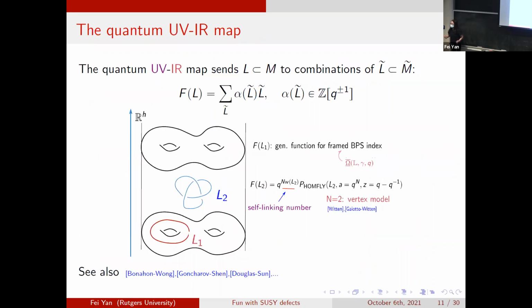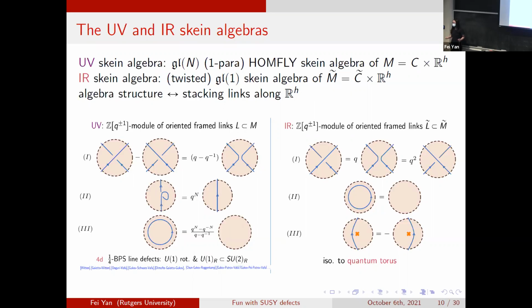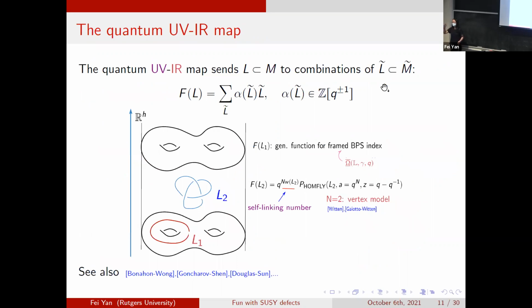Okay, so this quantum UV-IR map, I'll just quickly describe what it computes. Roughly speaking, geometrically, it sends a link L on the 3-manifold M to sums of links L tilde on the covering 3-manifold, with some coefficients being Laurent polynomials in Q. And I draw the schematic picture for the 3-manifold M. So here I have this real line. At each coordinate of the real line, you have a slice of Riemann surface. So it's really a 3D picture, but I'm not good at drawing that. Now you could put some links into this manifold, and you could position them arbitrarily.